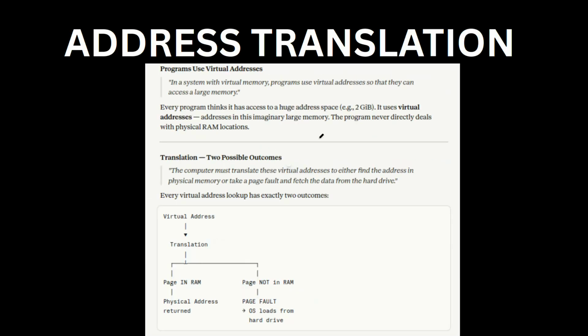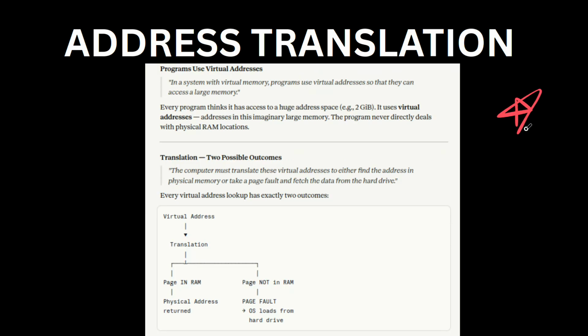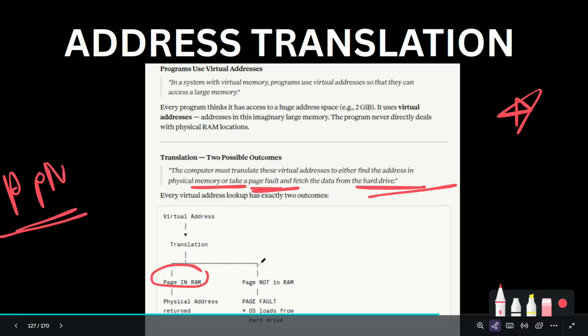Now let's talk about address translation in detail, because that is where the numerical question can come about address translations. Think that the computer must translate these virtual addresses either to find the address in the physical memory or find a page fault and fetch the data from the hard drive. So when I am translating the page, I would get a PPN. If I got it, then the page is present in the RAM. If the page is not present in the RAM, then it is a page fault.